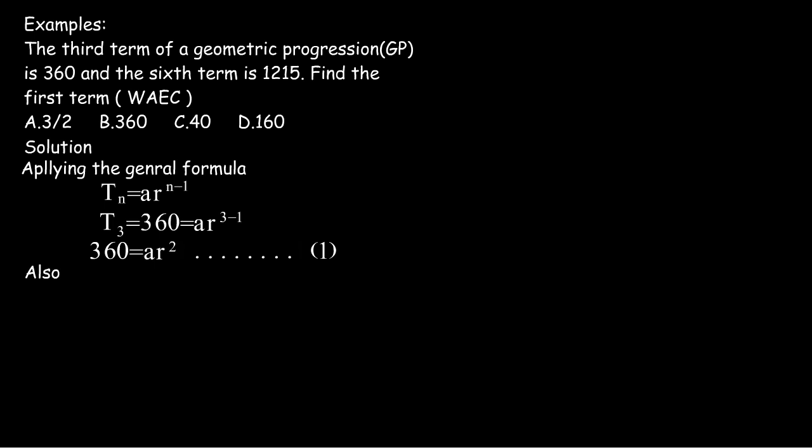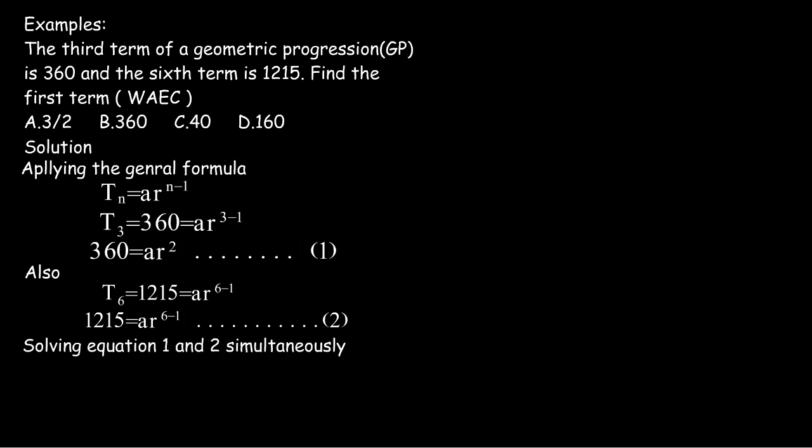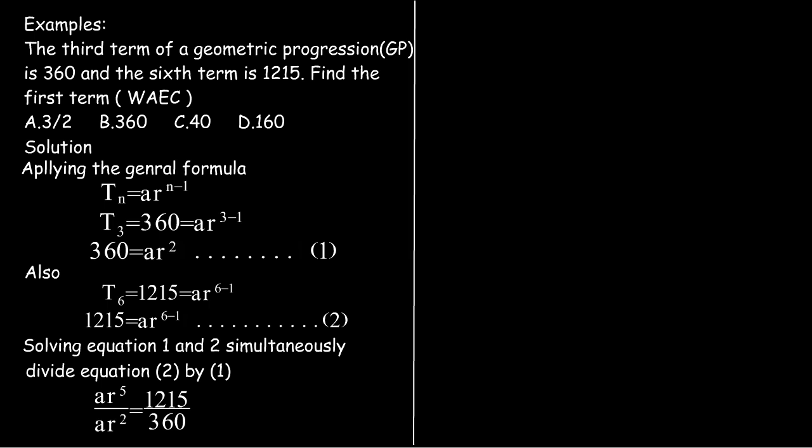Also for our sixth term, T6 is equal to 1215, which is equal to ar to the power of 6 minus 1. Simplifying, it becomes 1215 is equal to ar raised to the power of 5. This is going to be our equation 2. Now solving both equations simultaneously, we are going to be dividing equation 2 by equation 1. Doing so, it becomes ar raised to the power of 5 divided by ar raised to the power of 2 is equal to 1215 divided by 360.